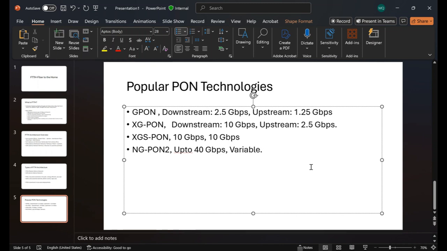Think of these like highways. GPON is a two-lane road. XGS-PON is a 10-lane expressway. And NG-PON2 is like a multi-level superhighway. Multiple wavelengths, each carrying data.